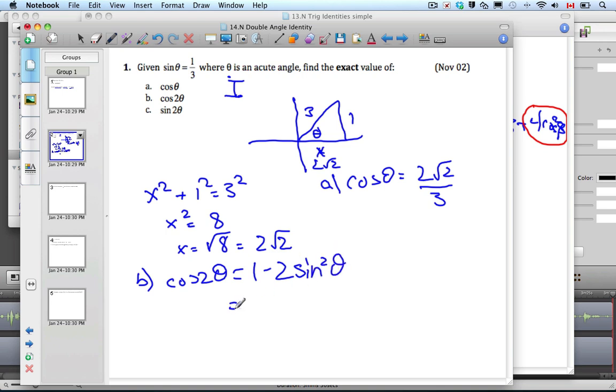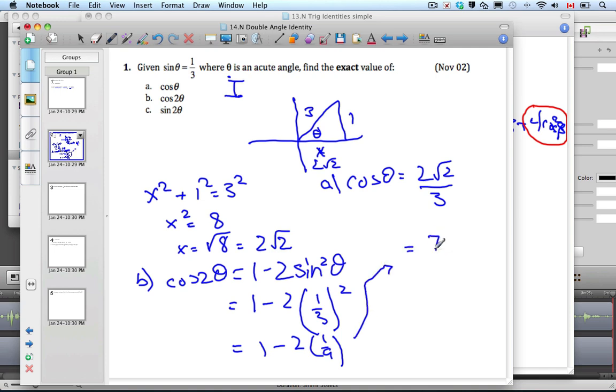I'm going to plug in my values. Sine is 1/3, squared, which is 1/9. So 1 minus 2/9 is 7/9. So there's part B.